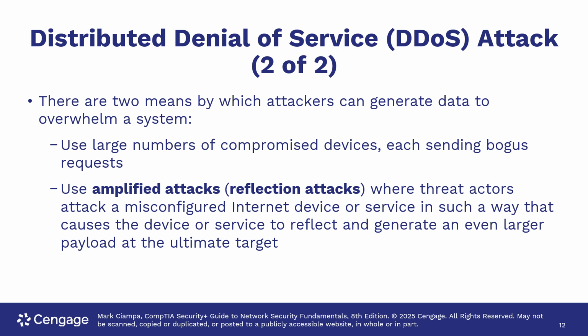There are two means by which attackers can generate data to overwhelm the system. Use large numbers of compromised devices, each sending a bogus request. Again, standing up there and not buying anything and just wasting time. Or the use of what's called an amplified attack or reflection attack, where the threat actors use a misconfigured internet device or service in such a way that causes the device or service to reflect and generate an even larger payload at the ultimate target.